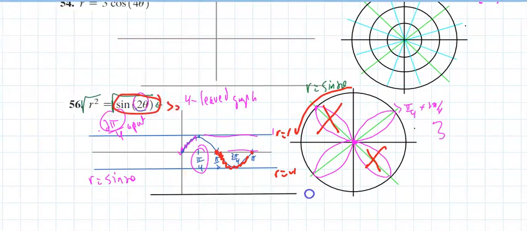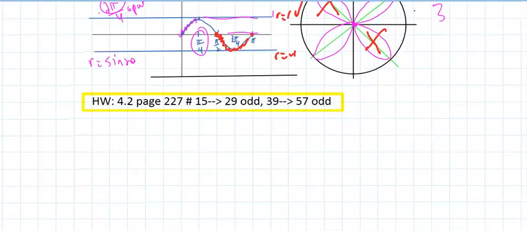Alright? A tough section. There's the homework.